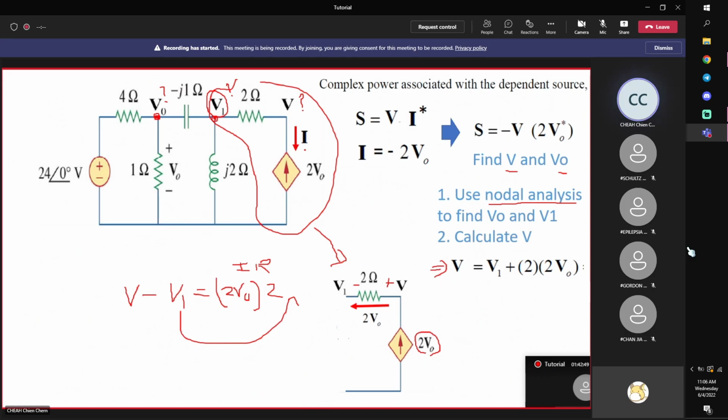So this is my overview. I need to find the complex power associated with the dependent source, which means that I need to find V and V0. I use nodal analysis to find V0 and V1 first. Then I use V0 and V1 to calculate V, so that after that, I can use it to calculate my complex power. This is just the overview. As I said, before you try to solve the problem, try to have this overall picture first. In fact, if you can write this now, it's already half done.